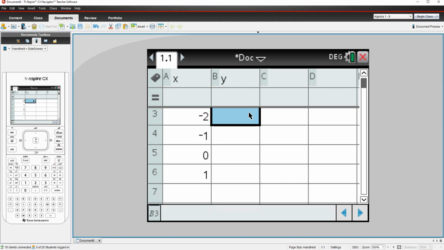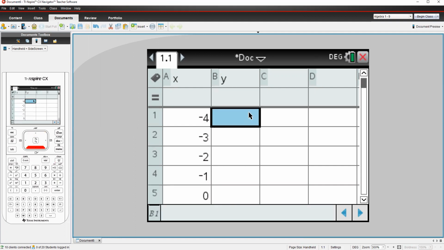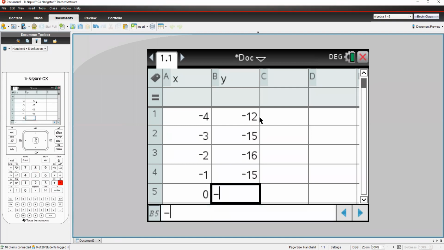And then I'm going to go up to the top, and I'm going to enter the y values, or the outputs. You could say -16, -15, -12, -7. That should be a -7, by the way. They made a mistake on the actual test, but that should be a -7.